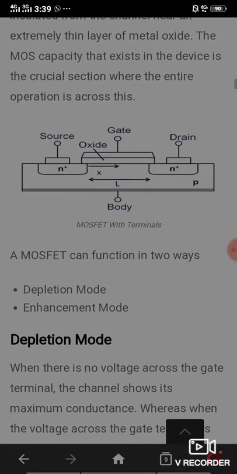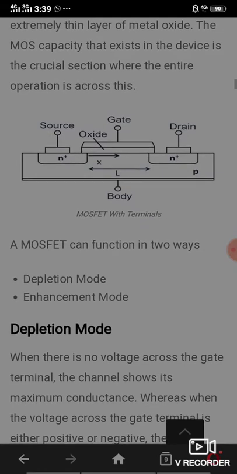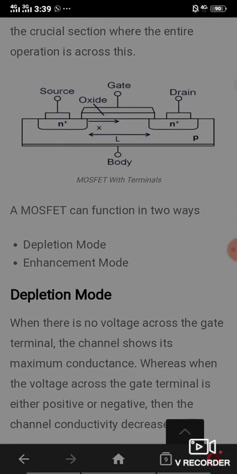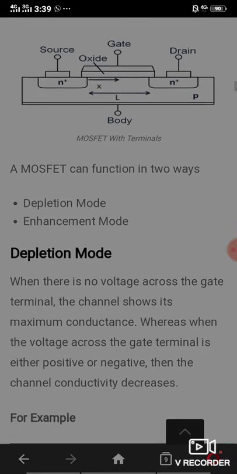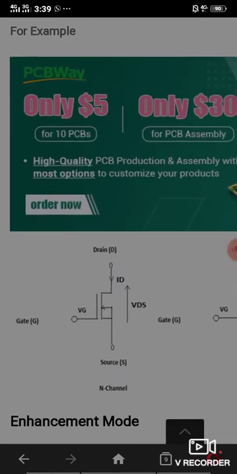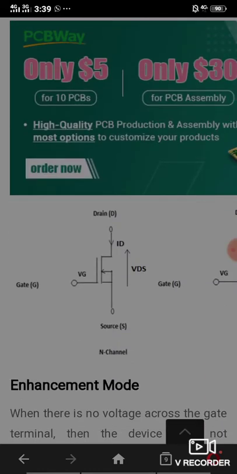Source, gate, drain. A MOSFET can function in two ways: depletion mode and enhancement mode. What is depletion mode? When there is no voltage across the gate terminal, the channel shows its maximum conductance. Whereas when the voltage across the gate terminal is either positive or negative, then the channel conductivity decreases. For example, gate, source, drain.